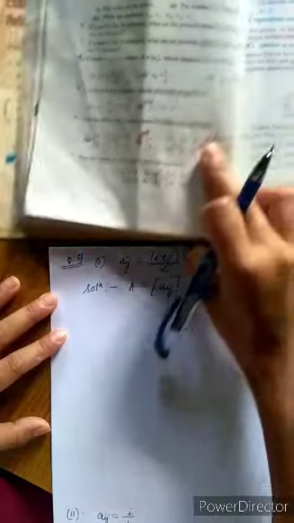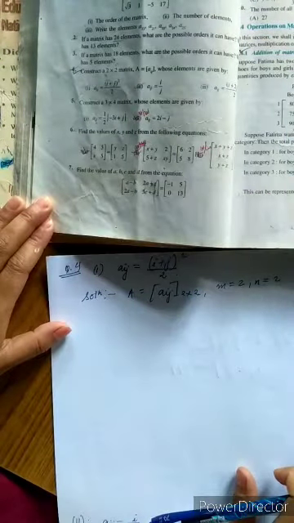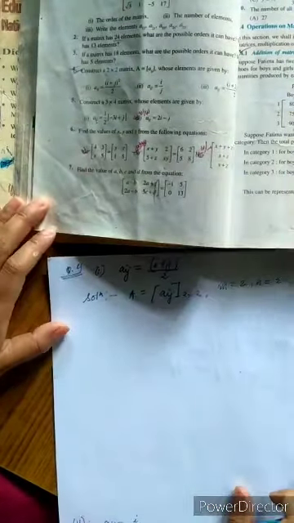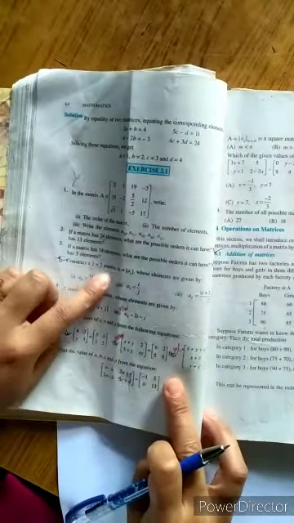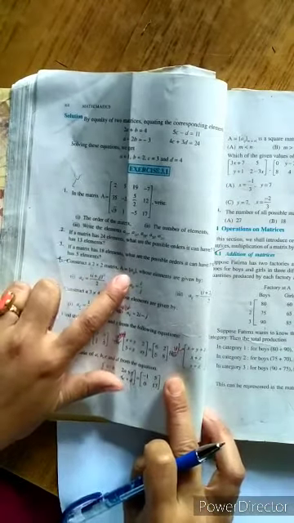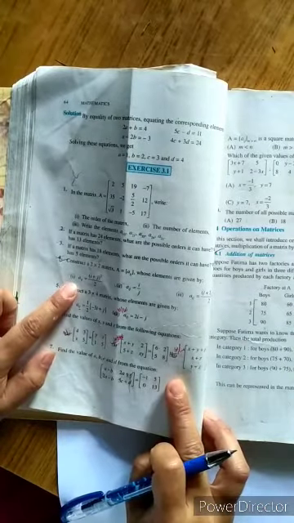Next, question number 4. Construct a 2 by 2 matrix A = [aij], whose elements are given by Roman number 1: aij is equal to (i plus j) whole square divided by 2. A 2 by 2 matrix means a square matrix of order 2.